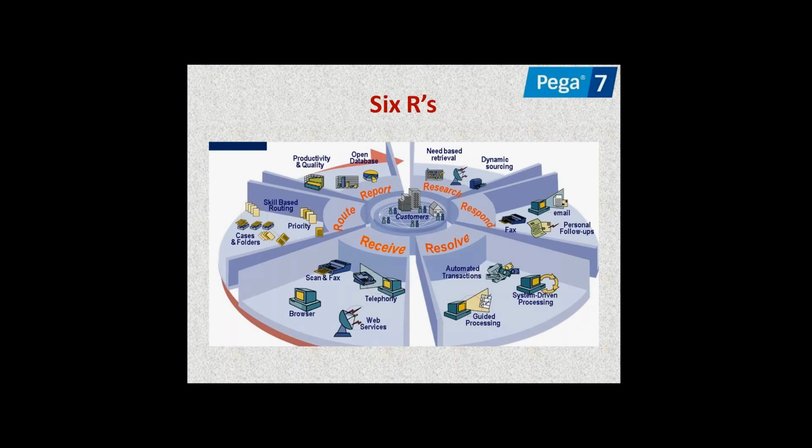Okay, so these are the different types of stages at the time of developing the application. They will receive and route the task based on the skill, and each and every team will be there: database team, production team, testing team, quality team. They will do some reports and analyze the data, and they'll do some research and respond to the client. Whenever they get a positive response, meaning the client agrees, they'll start the production and resolve things, meaning they'll build the application. Okay, so these are all the 6 R's of the Pega BPM.